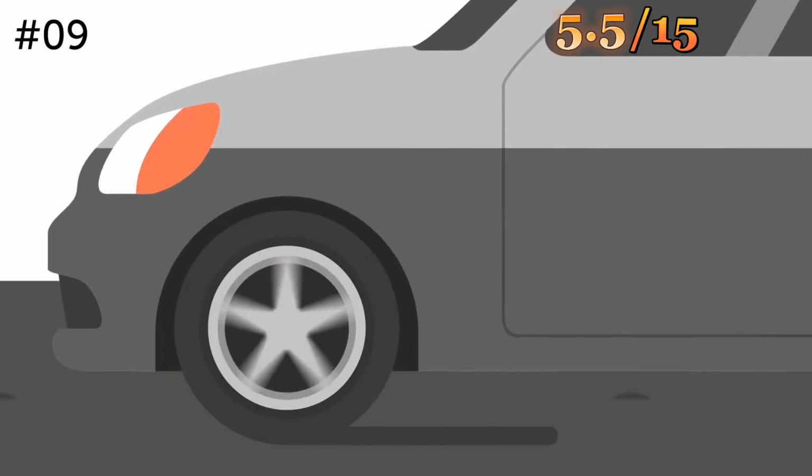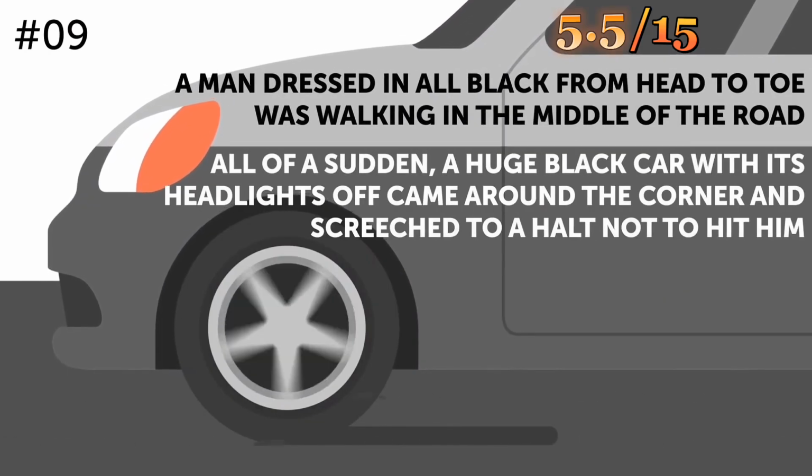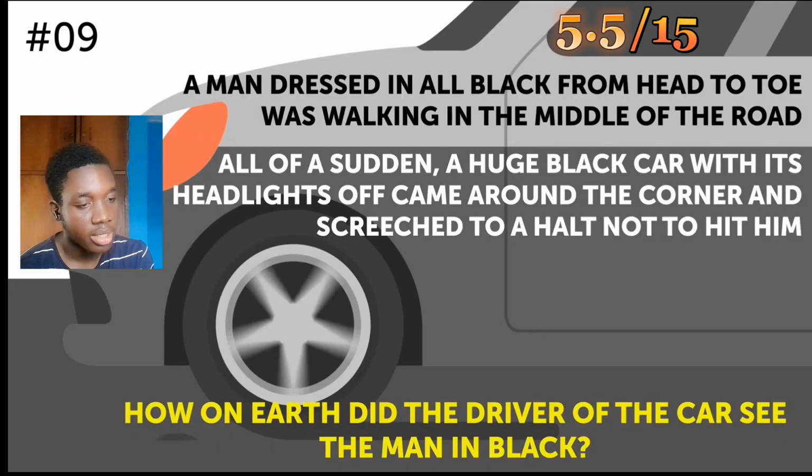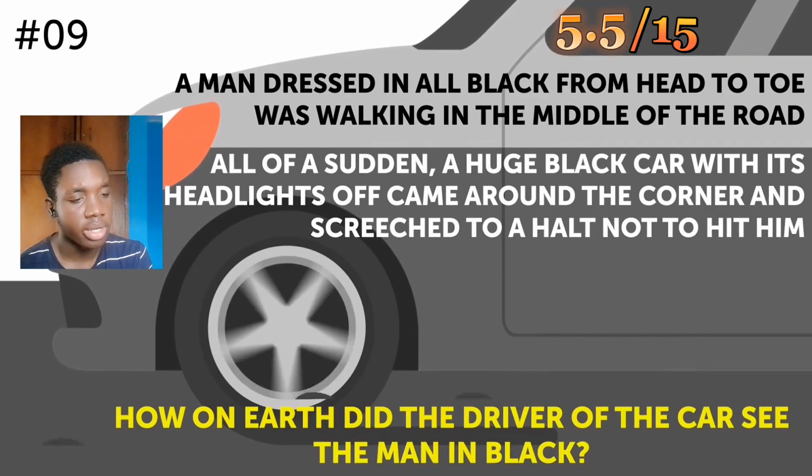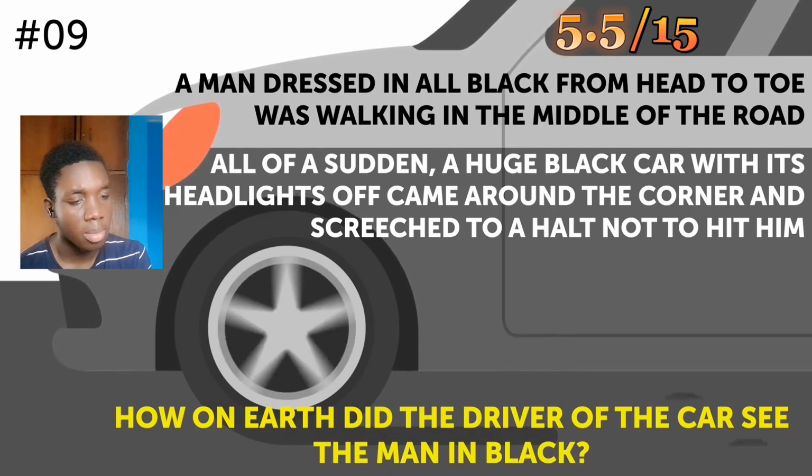9. A man dressed in all black from head to toe was walking in the middle of the road. All of a sudden, a huge black car with its headlights off came around the corner and screeched to a halt not to hit him. How on earth did the driver of the car see the man in black? And 10 seconds on the clock. If you need more time, just pause the video.